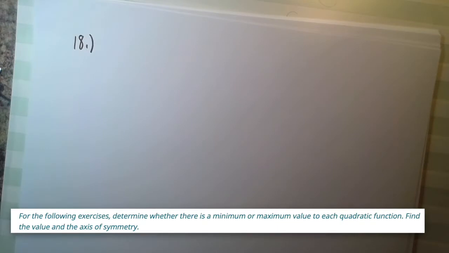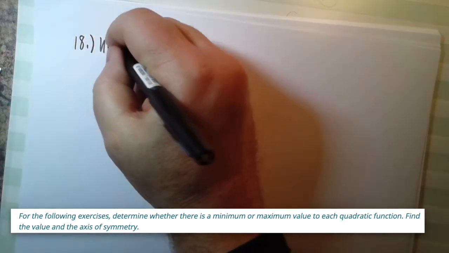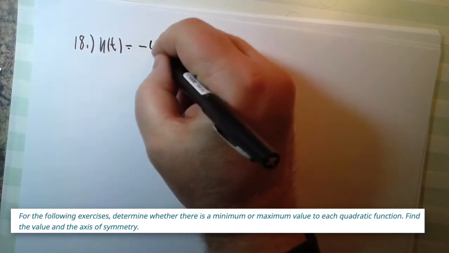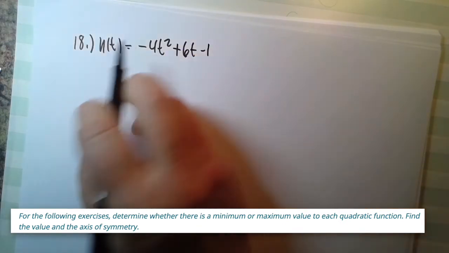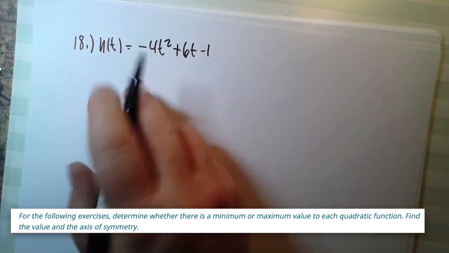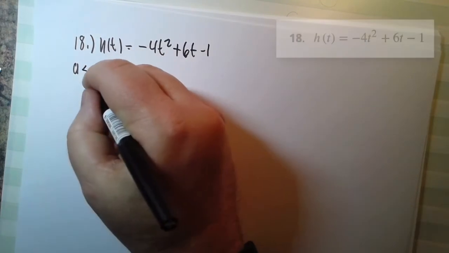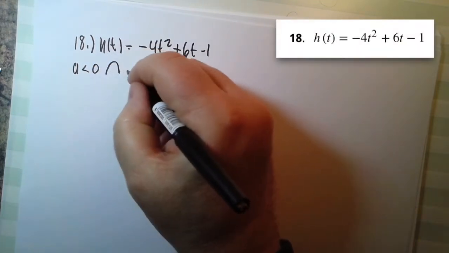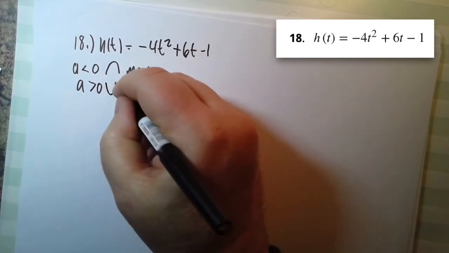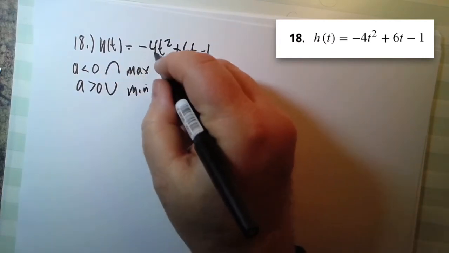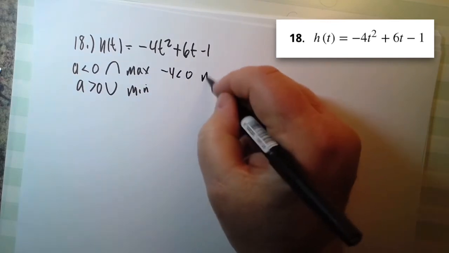For the following exercise, determine whether there is a minimum or a maximum value for each quadratic function. Find the value and the axis of symmetry. So 18 says minus 4t squared plus 6t minus 1. Now all we really have to know is the a to know if it's a max or min, because if it's less than 0, it opens down, which says we have a max, like we have here. And if it's greater than 0, then it would be a min. And since minus 4 is less than 0, we have a max.